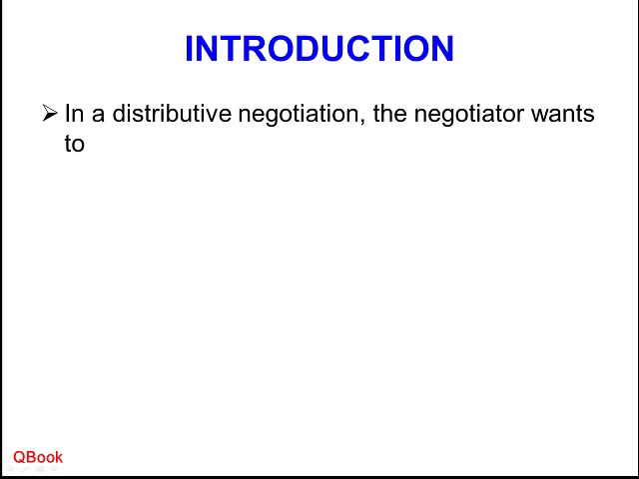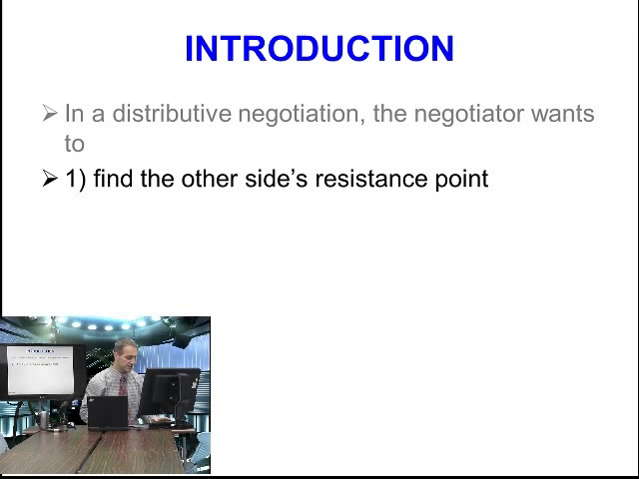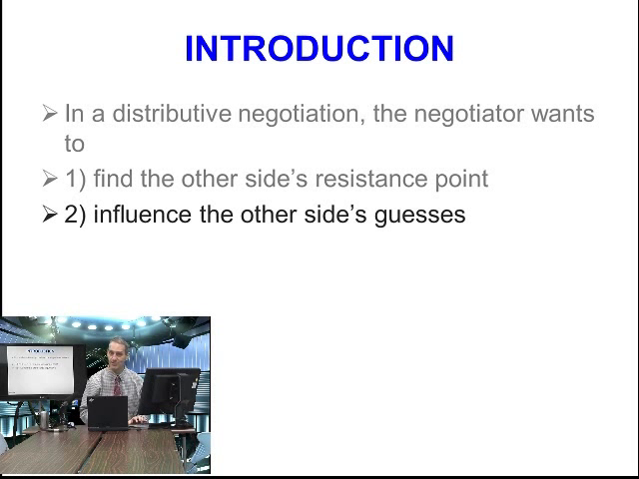In a distributive negotiation, the negotiator wants to, number one, find the other side's resistance point. Remember the resistance point? The other side will not go over, or the other side will not go under. That means the buyer will not pay more than, and the seller will not sell for less than. That's the resistance point. You don't want to be past the resistance point because that will end the negotiation.